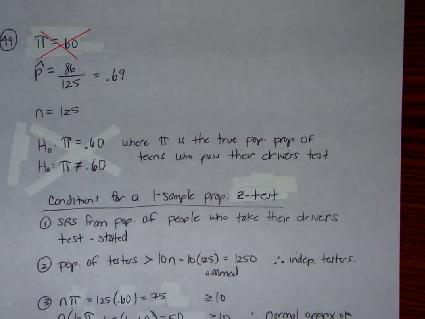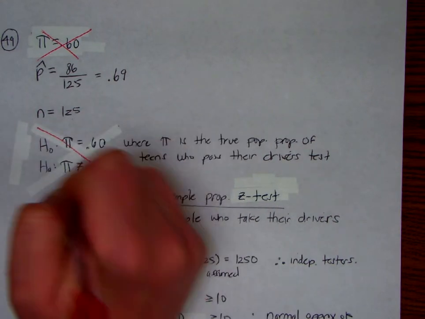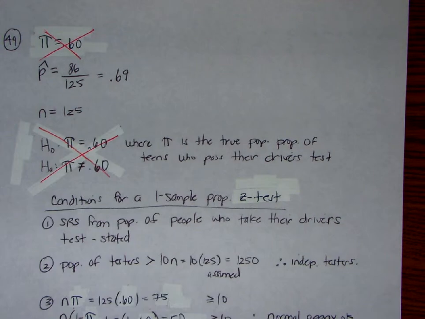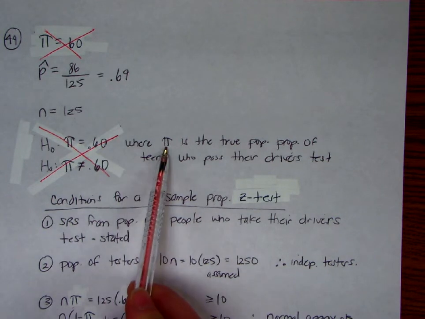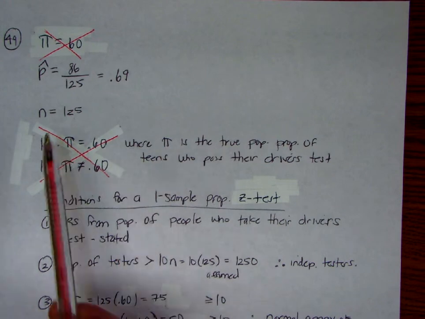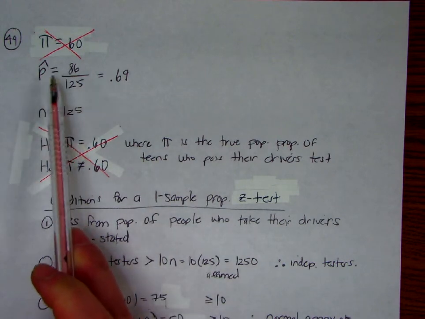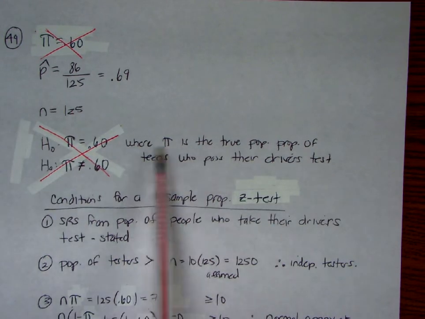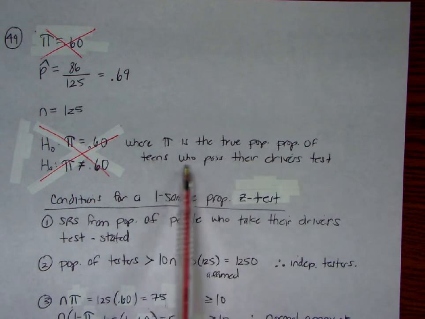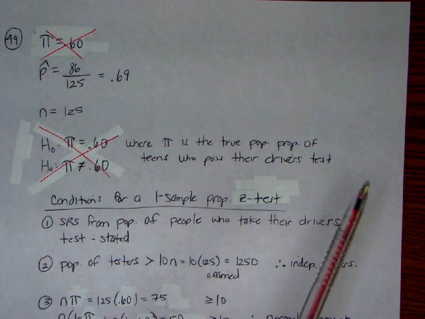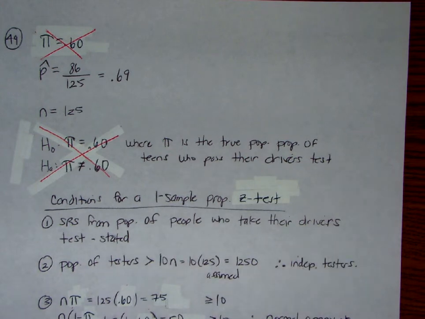Now if I'm doing a confidence interval, you do not have H0 and HA. What you do have, though, is you better make sure you define the Greek letter that goes with your statistic, whether it's a mean or a proportion. So where pi is the true population proportion of teens who pass their drive, you have to have that written down. So things that change.